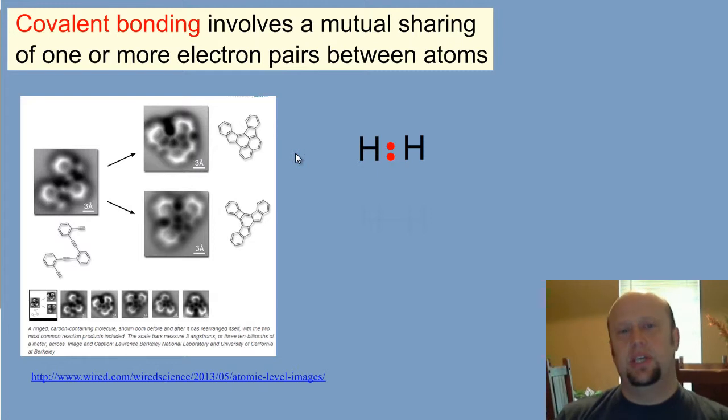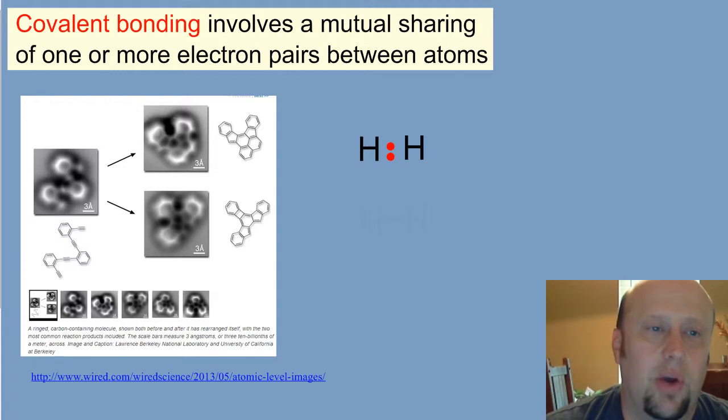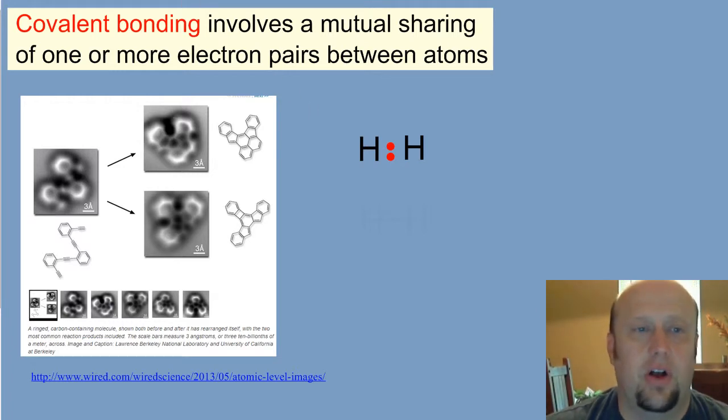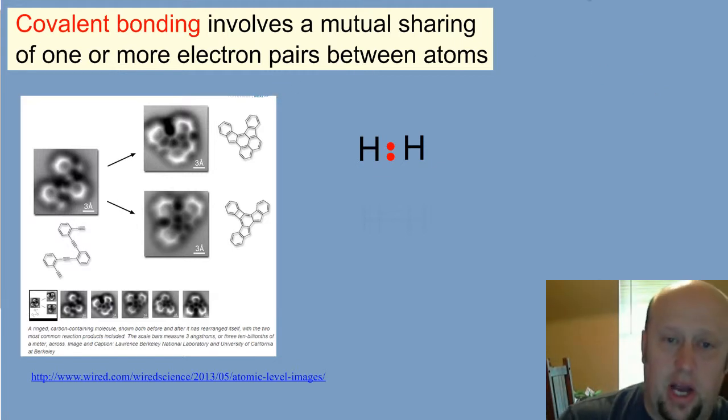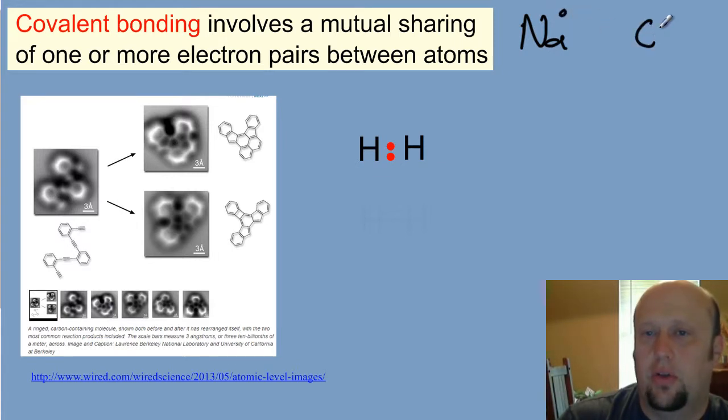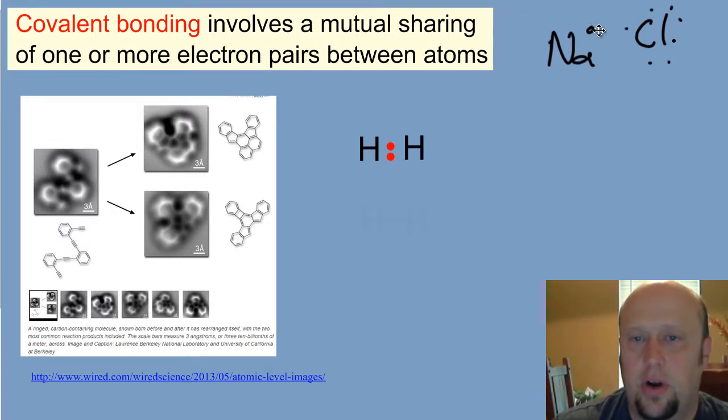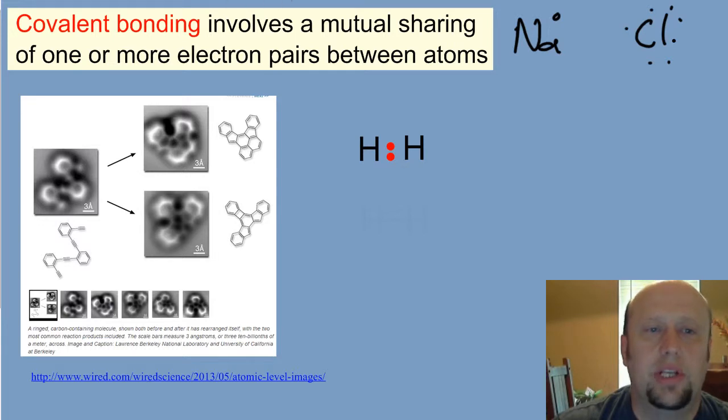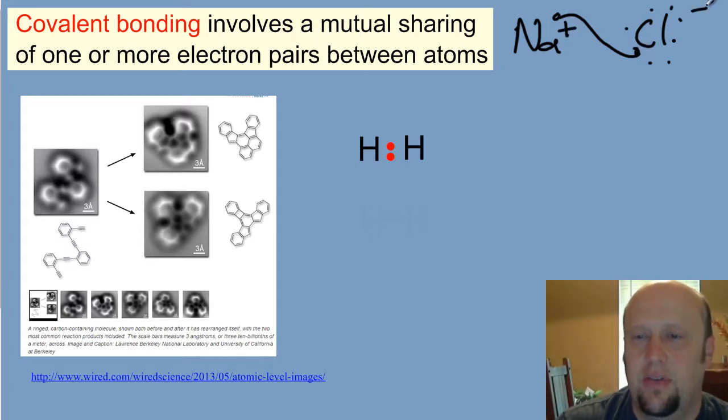So what's the difference in covalent and ionic bonding? If you remember, in ionic bonding, what was going on is that we had a transfer of electrons. So we had something like, say, a sodium and a chlorine, and we decided that we were going to transfer one of the electrons. So our electron went over here, and that gave the sodium a positive, and then gave the chlorine a negative.